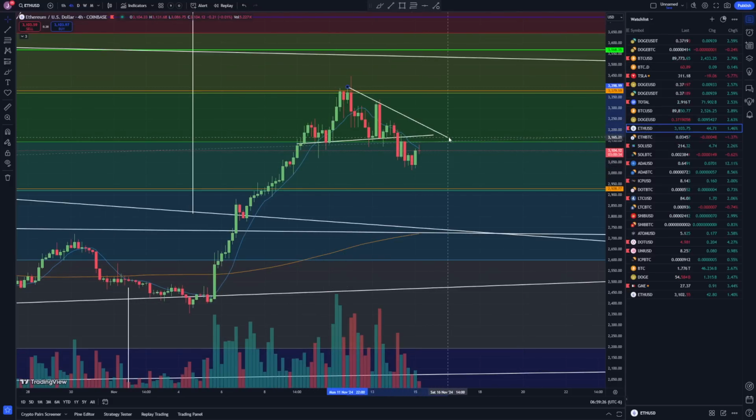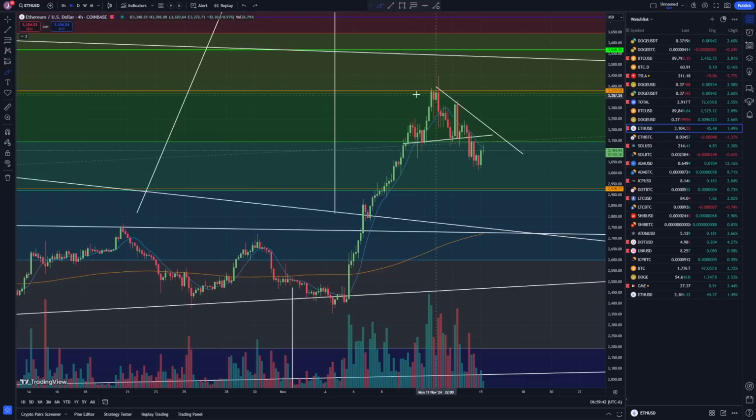But let's go ahead and readjust this one. One of the main things that I'm looking at is just this resistance right here. If we could break that resistance, then we could start heading back to the upside, and at least start looking at the previous resistances. If we could break those, then we could start moving up even more.